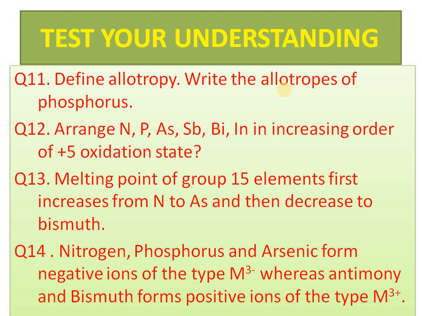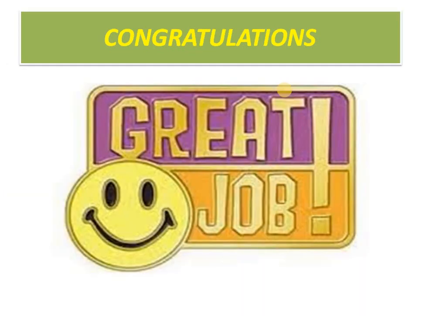My suggestion to you is, the last question again: nitrogen, phosphorus, arsenic form the 3 negative ion, whereas antimony and bismuth form positive ions because of low ionization energy down the group. We have to explain properly the electronegative and electropositive factor, how it is coming.